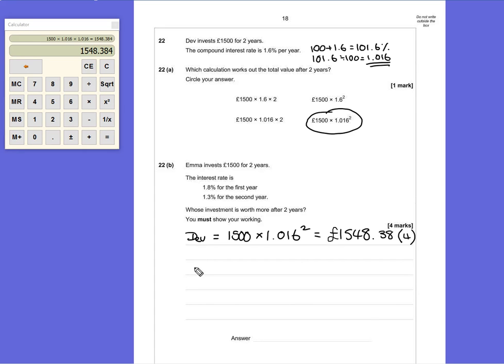For Emma, however, we need to actually work out what the calculation should be. You can do this in 2 separate calculations. However, we can use exactly the same method we did here, but change the multipliers. She starts with 1,500. And to get a 1.8% increase, we get 1.018 as the first multiplier. For the second year, this will drop to 1.013. It's exactly the same method we used for Dev, just changing the number after the decimal point, which will affect the final number of the multiplier.